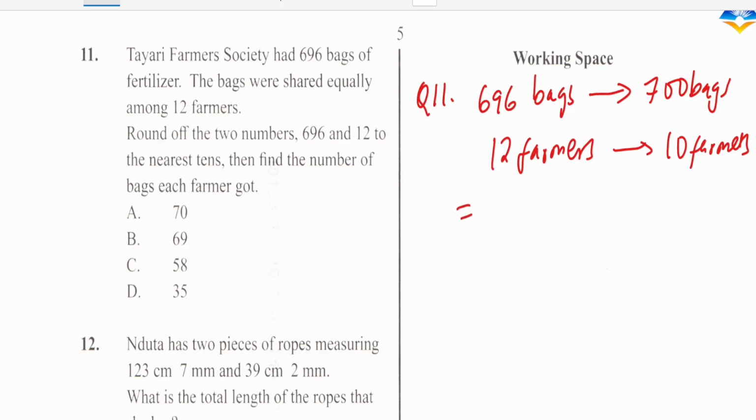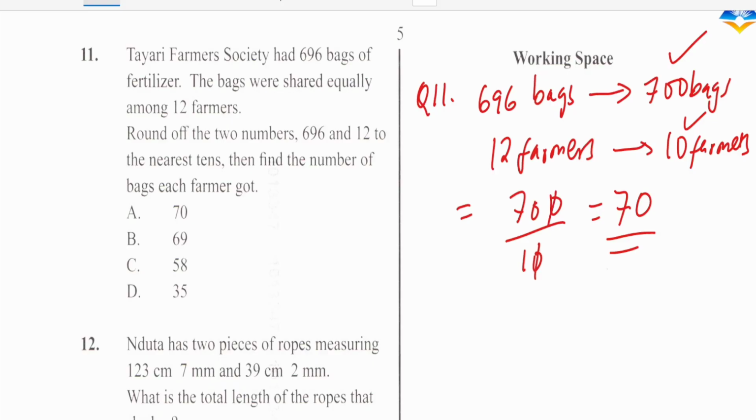Now the question is asking you to find the number of bags each farmer gets. So the bags were shared equally. Just assume that the bags were 700 and there were 10 farmers. How many bags does each farmer get? So how do you get that? 700 divided by 10, which gives you 70.